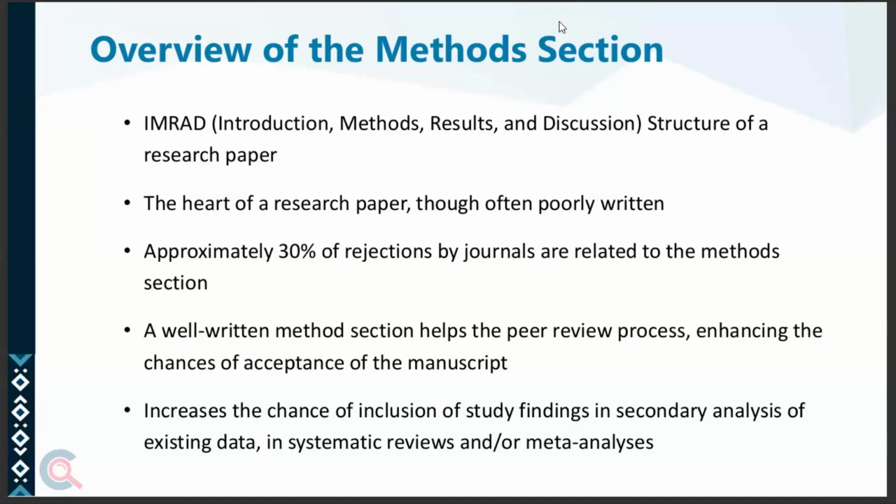We have to note that the method section of a research paper is the heart of a research paper, and though it is often poorly written, approximately 30% of rejections by journals are related to the methodology or the method section of that paper. A well-written method section helps the peer review process, enhancing the chances of acceptance of the manuscript. It increases also the chances of inclusion of the study findings in secondary analysis of existing data, as well as in systematic reviews or meta-analysis.